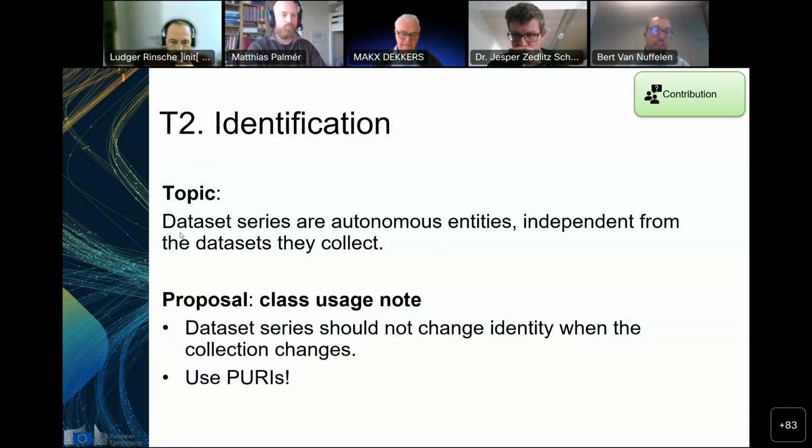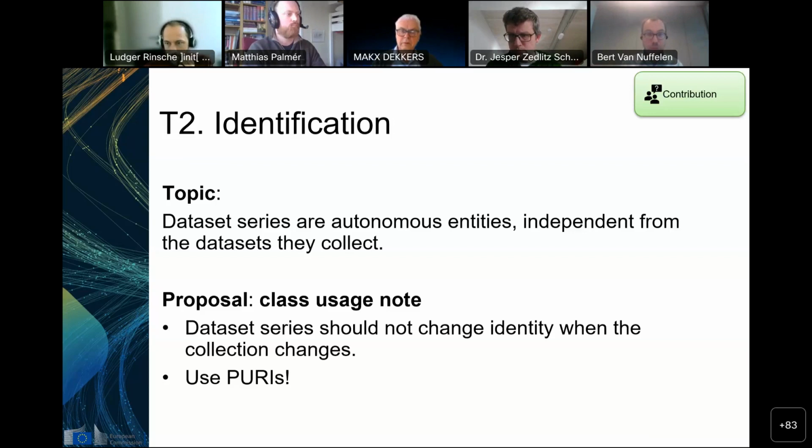Then, okay, the next one is about identification. Since we mentioned already that dataset series are independent from the datasets that they collect, they should have a good identity. It is not something that you should think of as an anonymous node drifting around. It should be maintained like a dataset with a quality identification.